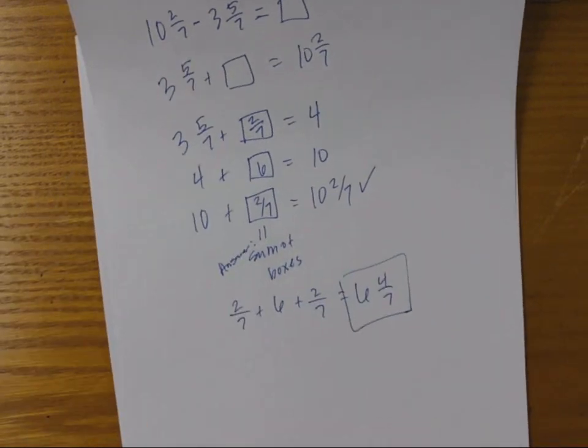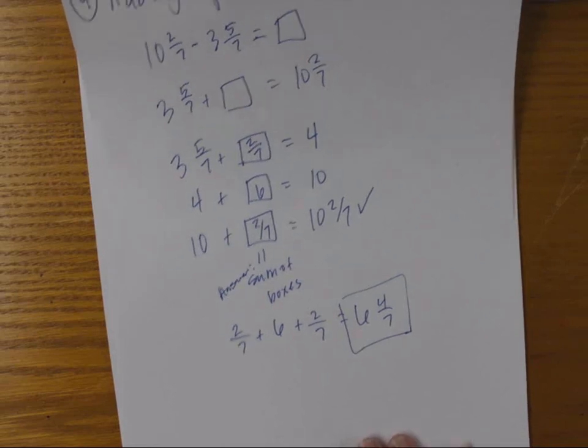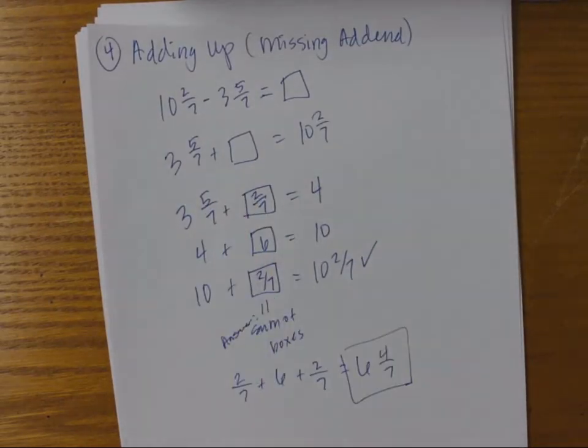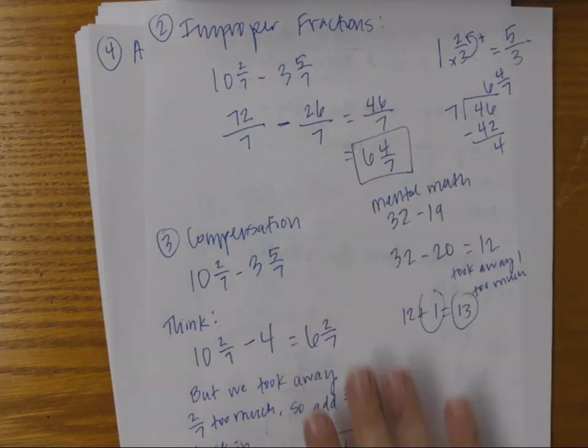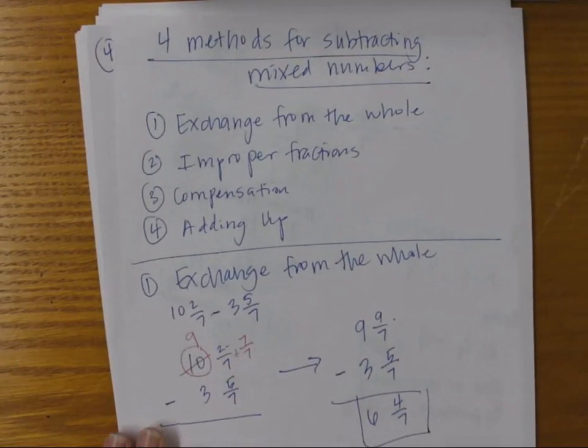Okay, so that's 4 different ways to do the same problem. On your homework, you'll have a few examples where you're asked to do all 4 different ways. So just refer back to the notes or refer back to the video to go over how to do the adding up, compensation, improper fractions, and the exchange from the whole.